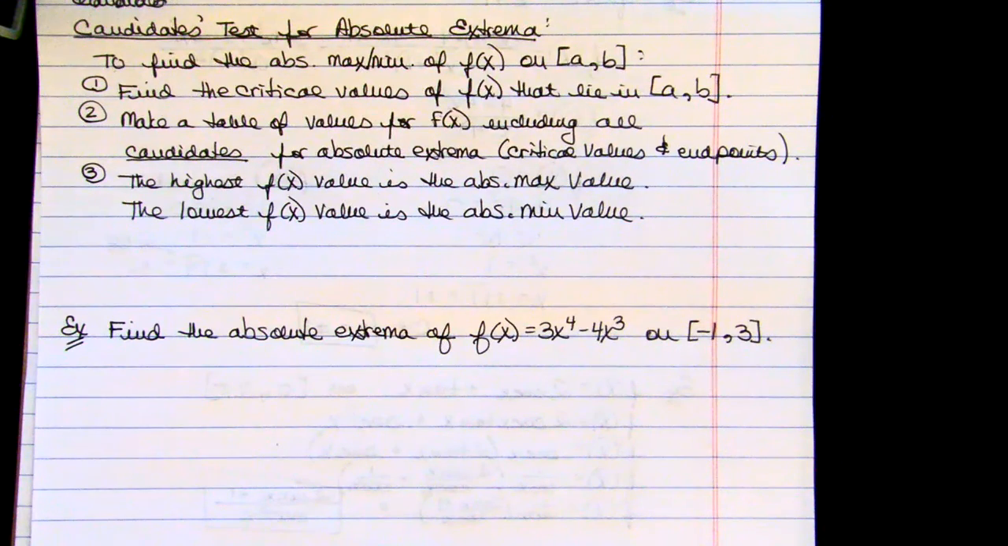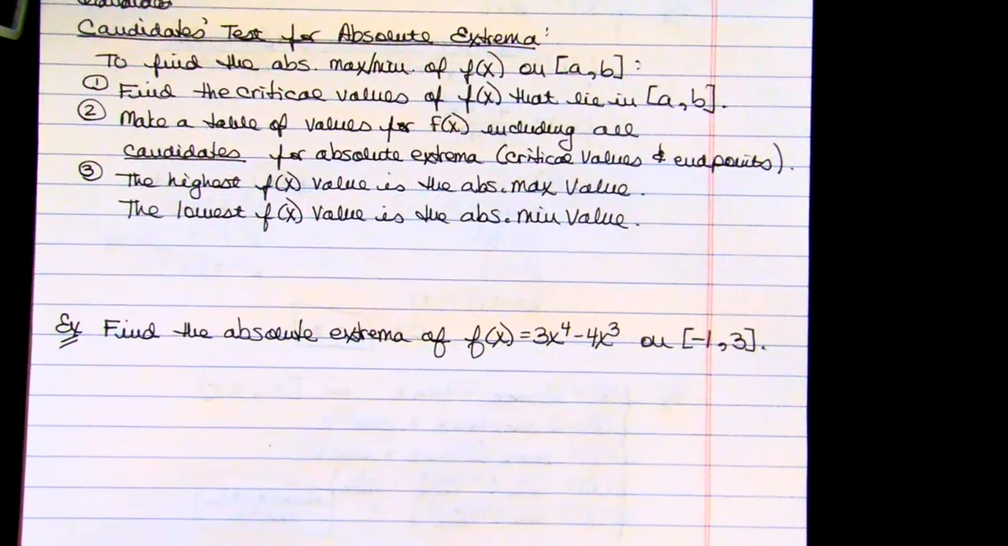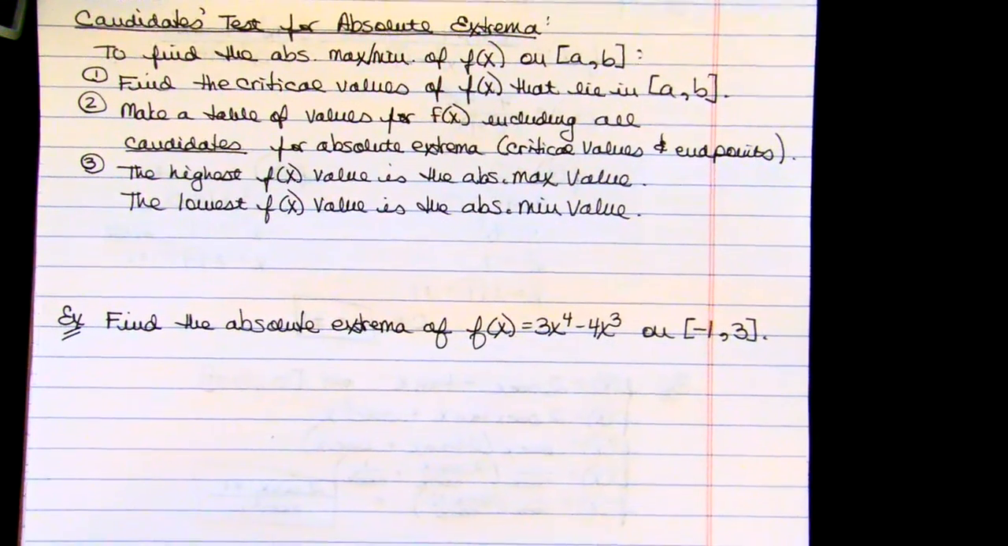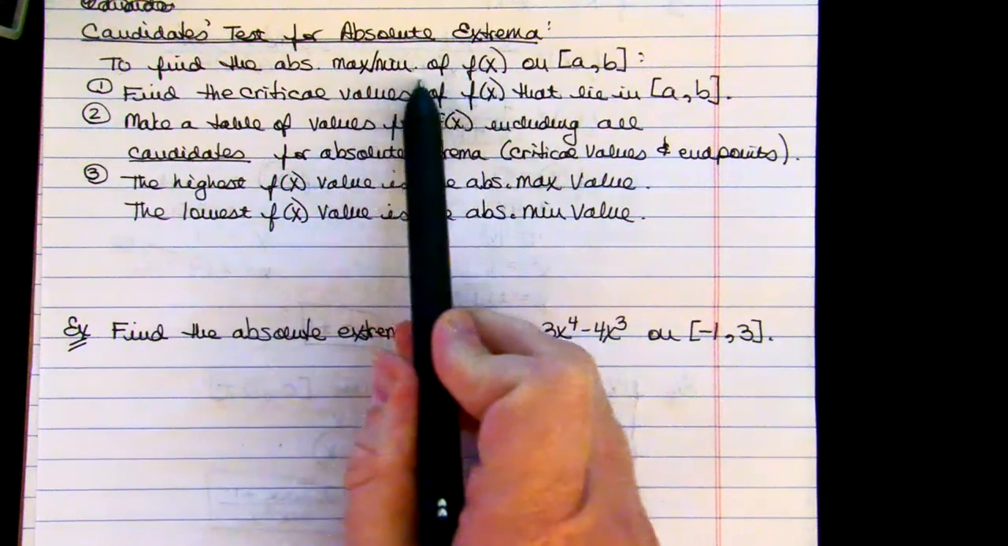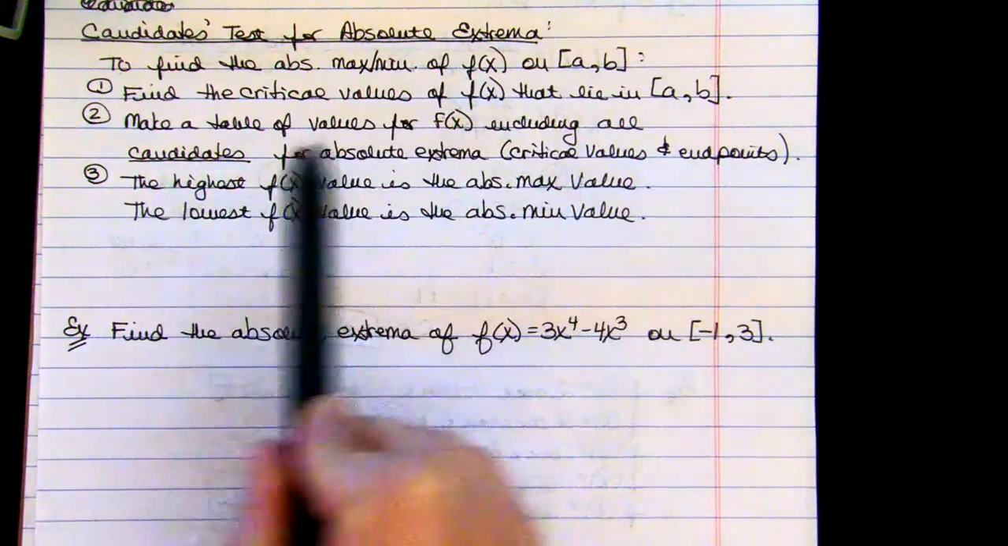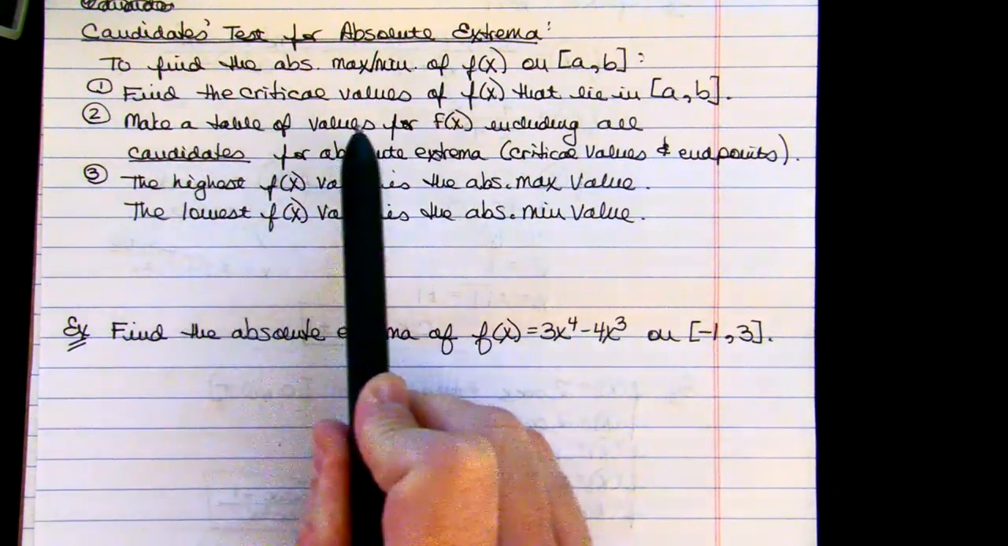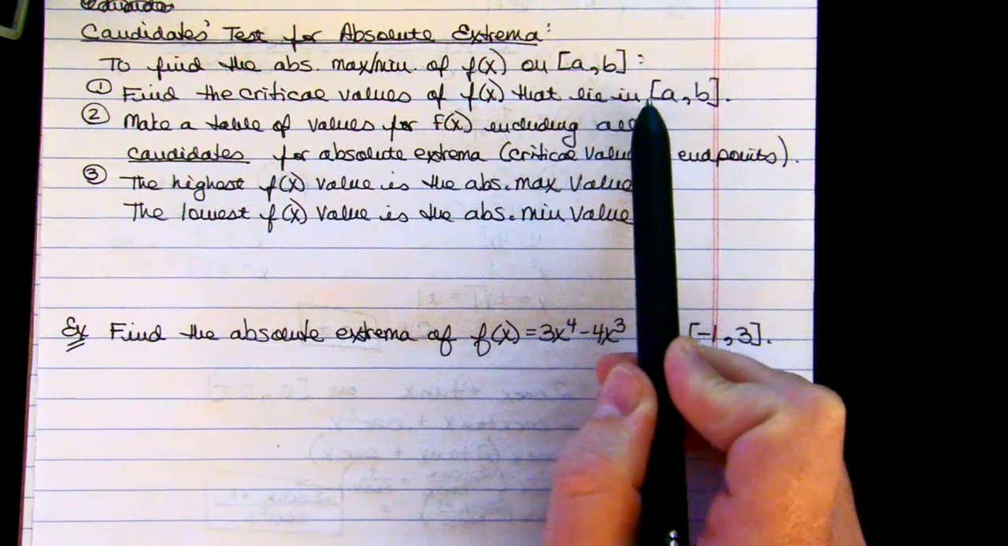So now we're going to get into actually finding absolute extrema, finding the absolute max and the absolute min. And to do this, we use a test called the candidates test for absolute extrema. What this says is, the first thing we have to do is find the critical values of our function. I'm asking you to find the absolute max or min of a function on some closed interval. We'll find the critical values of our function that happen to lie in that interval.